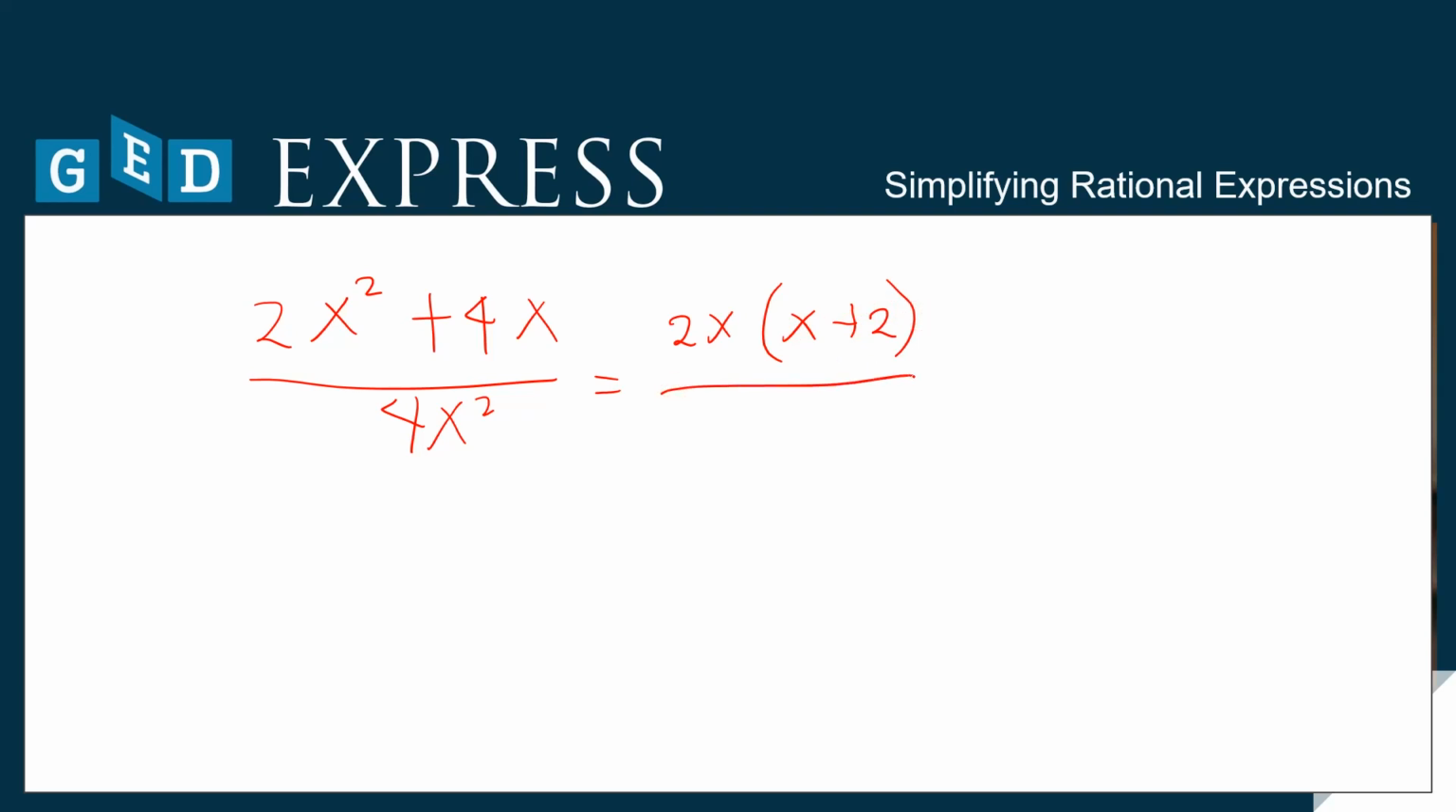Then factor out the denominator. We have 2x times 2x. Then by canceling out the common factor, which is 2x, we have x plus 2 over x as the simplified rational expression. Let's try another example.